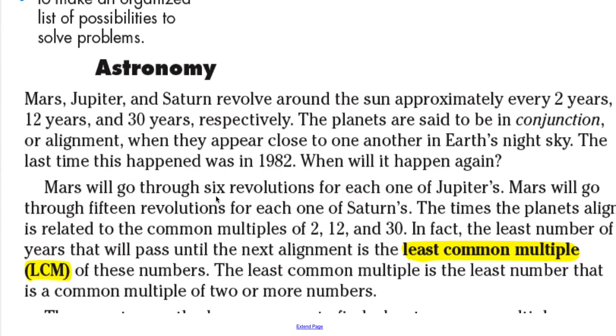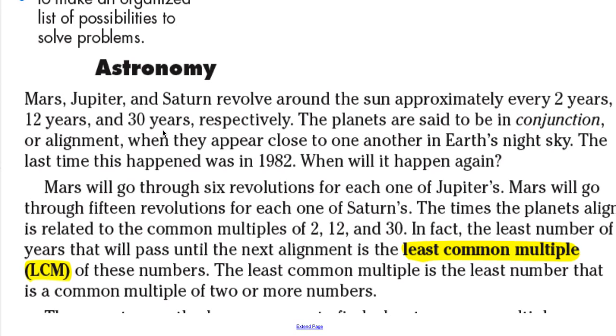Mars will go through 6 revolutions for each one of Jupiter's. Mars will go through 15 revolutions for each one of Saturn's. The times the planets align is related to the common multiples of 2, 12, and 30. In fact, the least number of years that will pass until the next alignment is their least common multiple, or LCM. The least common multiple is the least number that is a common multiple of 2 or more numbers.